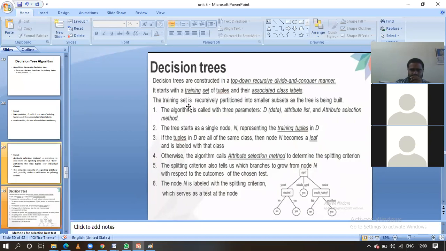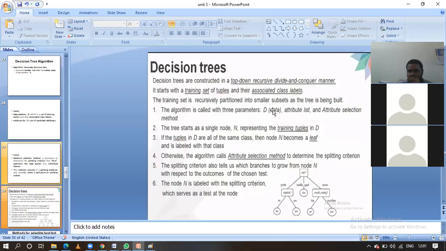In the decision tree, we recursively partition the training set into smaller subsets. For example, here age is partitioned into three subgroups: one related to youth, one to middle age, and one to seniors. In this way we partition the overall attributes into subsets of attributes. And the next one is, for these algorithms, mainly three parameters are used.